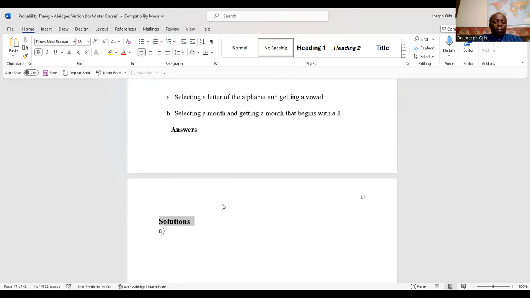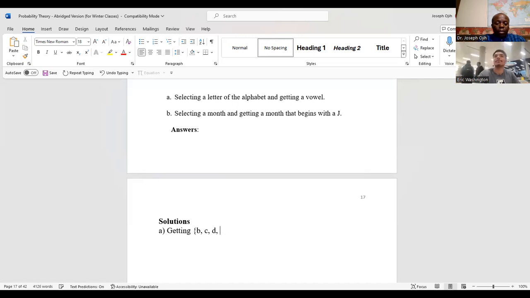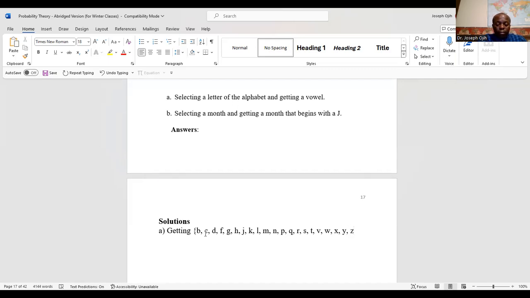So that means here it means getting B, C, D, F, G, H, J, K, L, M, N, P, Q, R, S, T, V, W, X, Y, and Z. That's the complement of selecting a letter of the alphabet and getting a vowel.